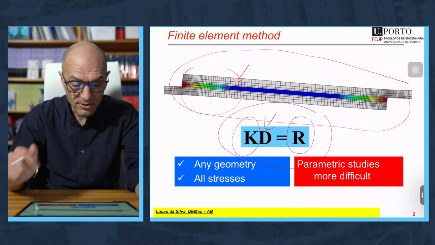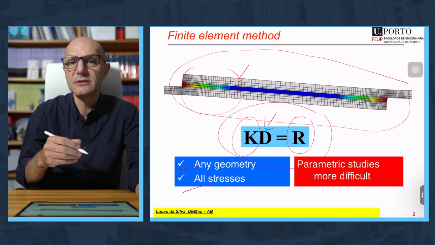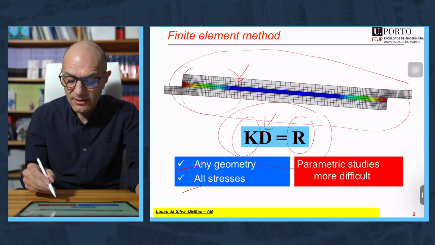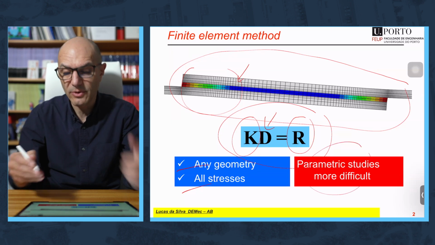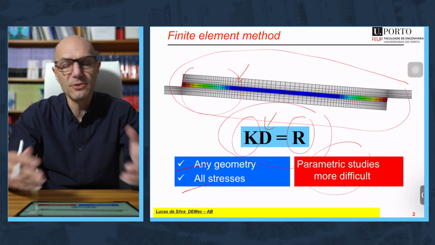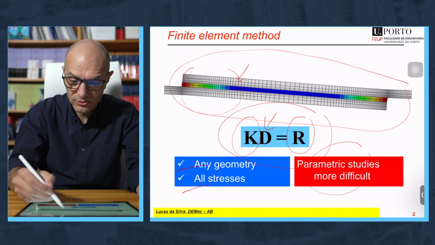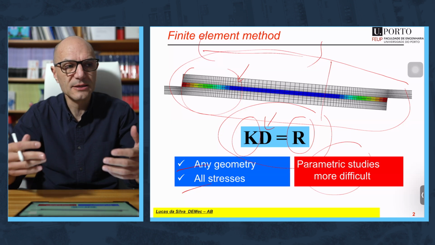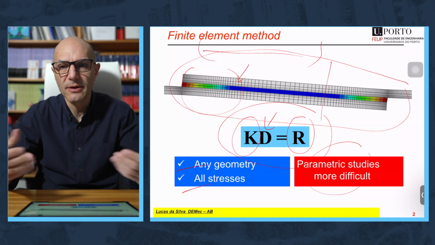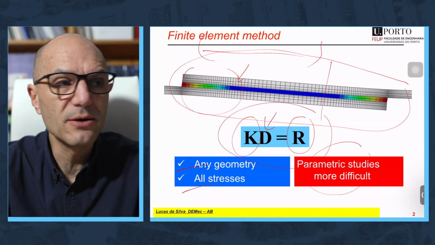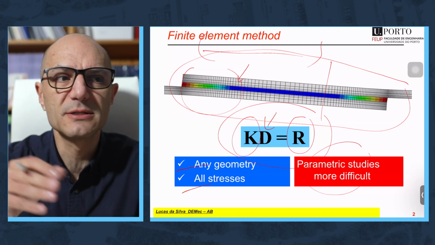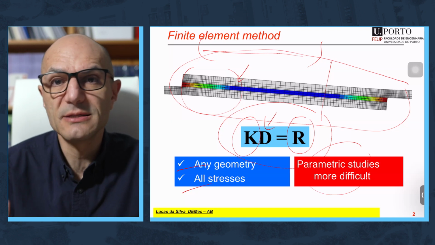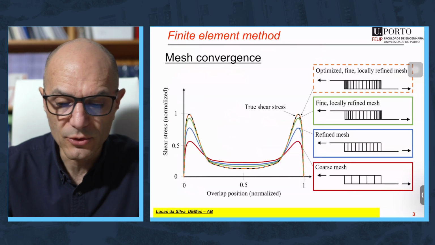This is a very powerful method, of course. Any geometry, all the stresses, not only shear or peel, all the stresses. The problem is that parametric studies are more difficult. When you want to change the geometry, you need to do a new model. Imagine you want to study the effect of the overlap. You need to generate a new model. So the analysis is heavier. When you use an analytical model and you want to change the overlap, you simply substitute 20 by 30 and that's it. You have an immediate answer. But nowadays, the finite element method is probably the most common tool used.